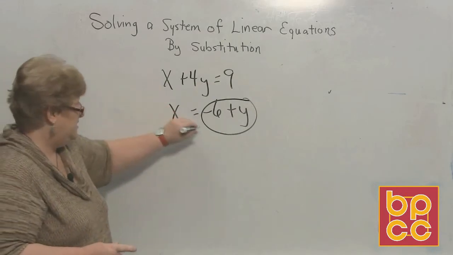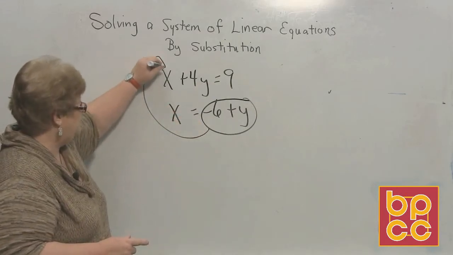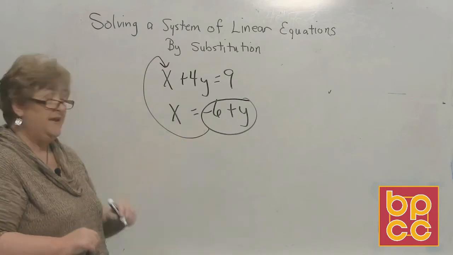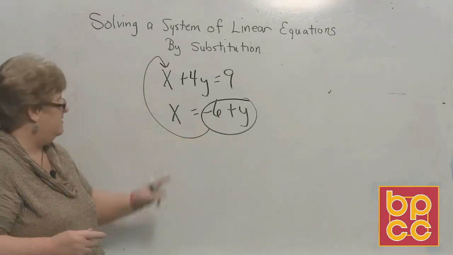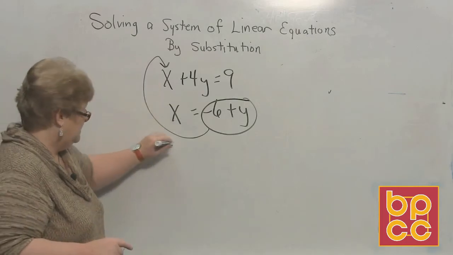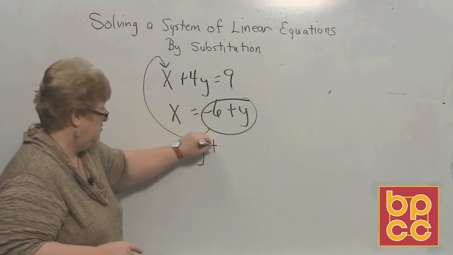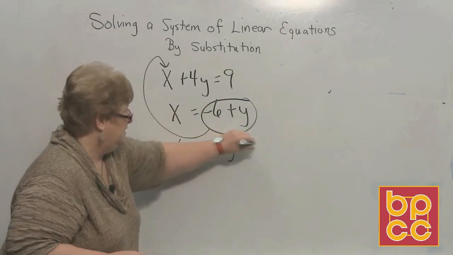So when you see him right up here, I'm going to aim it to where we're going to sub in. He is no longer x. That is not his name. His name is negative 6 plus y. So let's write that. X, no. Negative 6 plus y, let's keep going, plus 4y equals 9.